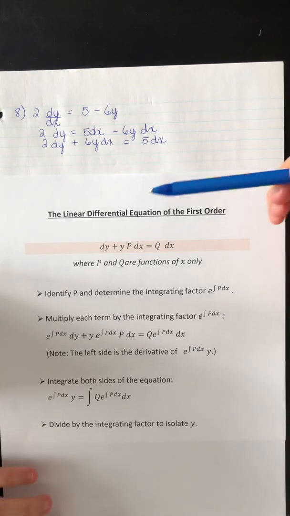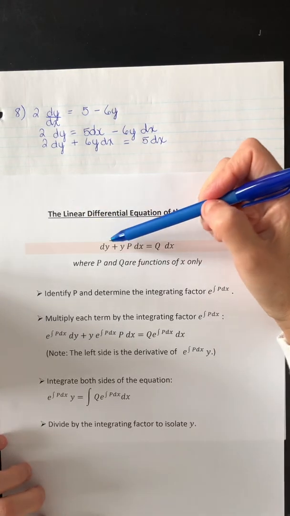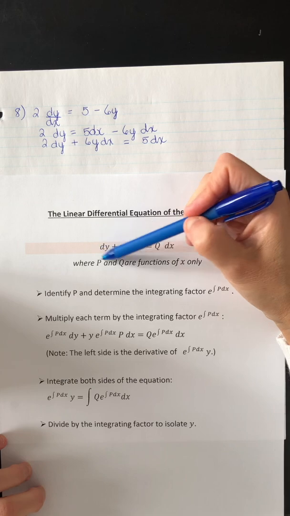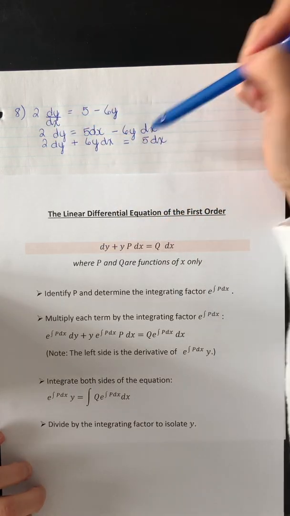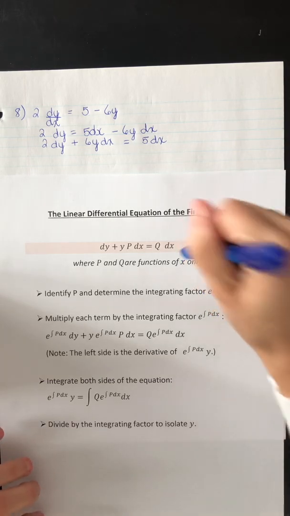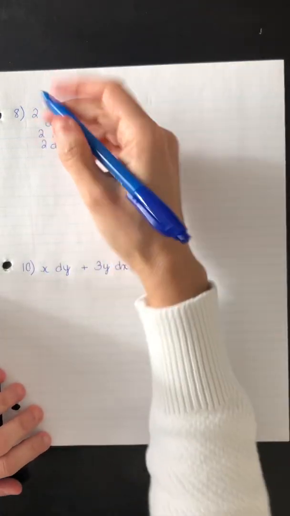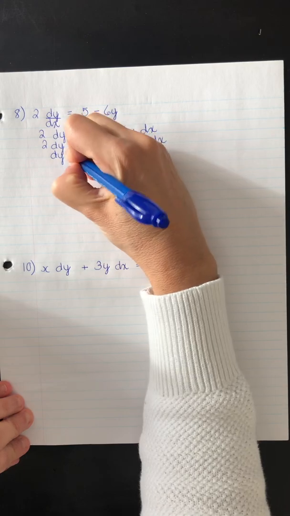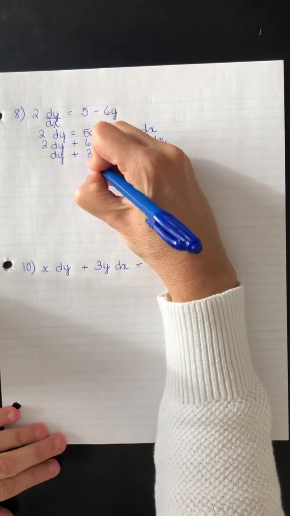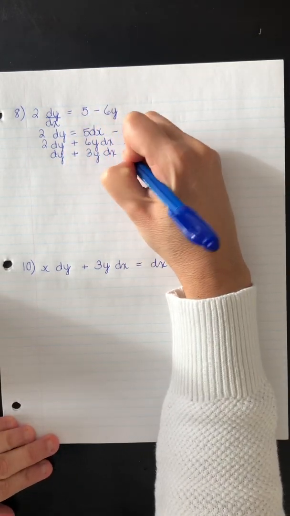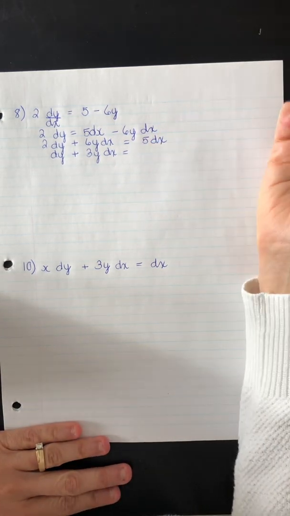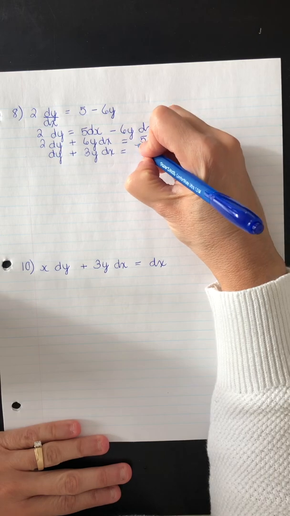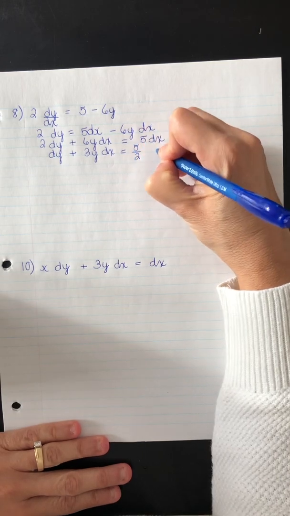Now let's have a look. We're quite close. The only thing we have to do now is this has to be 1 dy here, not 2 dy. So what I'm going to do now is divide the 3 terms by 2, and then I will have the perfect setup. So this will be dy plus 3y dx equals 5 over 2, or 2.5 if you hate the whole fraction business.